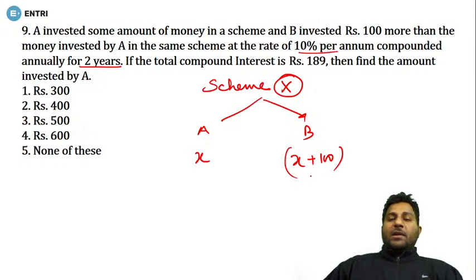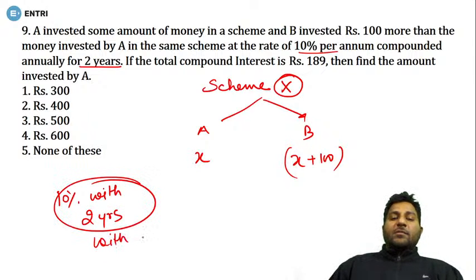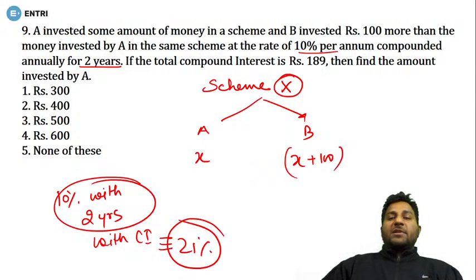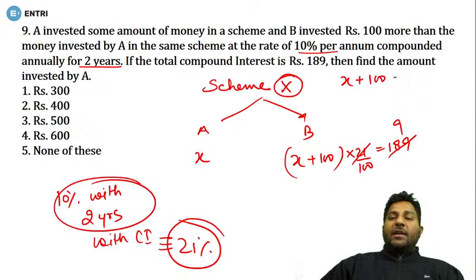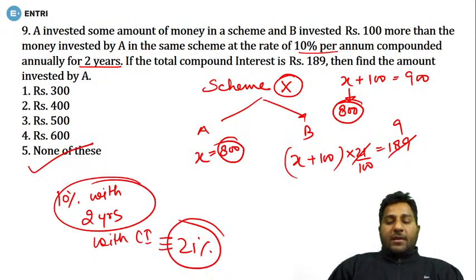For 2 years, 10% with compound interest must be equal to 21%. So 21% of X plus 100. If the total compound interest is rupees 189, then find the amount invested by A. So 21% equals 189, it will be eliminated by 9 times. So X plus 100 equals 900, which means the value of X must be 800. So A had invested 800, which means none of these is the correct option.